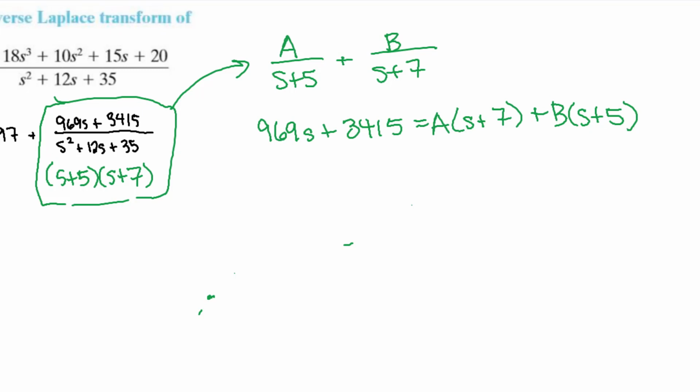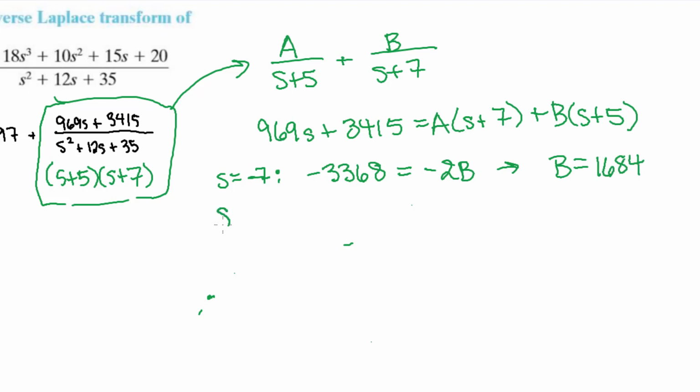And so there are two nice values to plug in. I'll plug in -7 first, so I need my calculator for that. And I get -3368 equals, and then the A is gone, so B times -2. And divide both sides by -2, and you get B equals 1684.